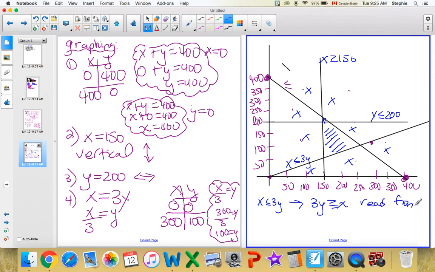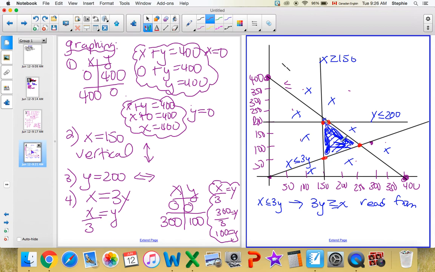Now, let's say at the end, you're still not sure if this is the right section. Let's say you're not 100% sure. What you do is you take a test point in this region. Now, what do I mean by a test point? I mean you take literally a coordinate that's in here. So this is what I've defined as my new polygon.